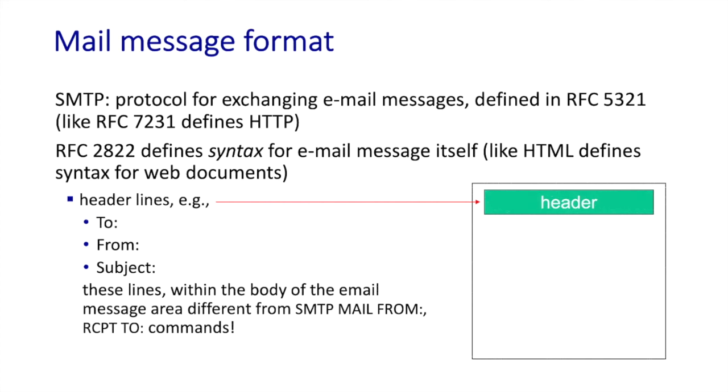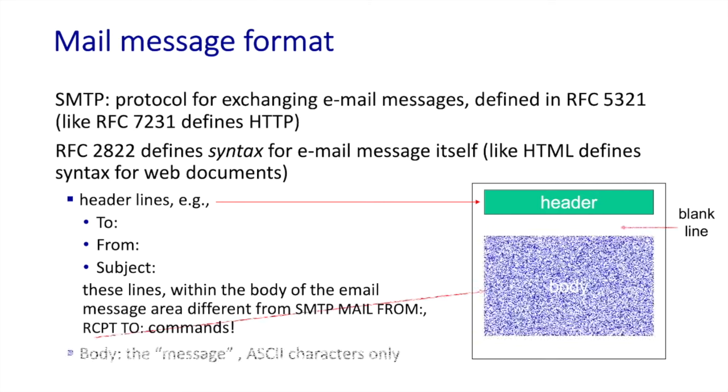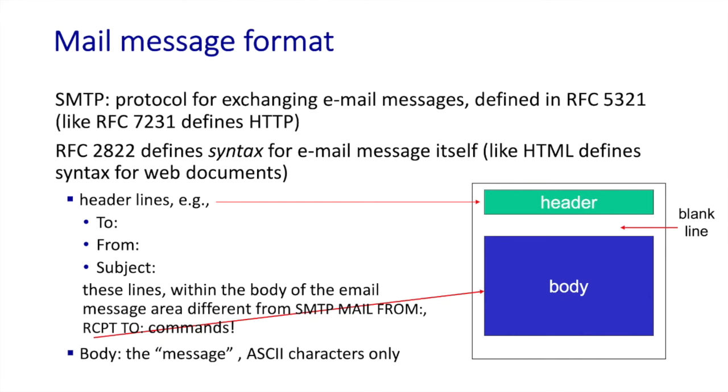In a nutshell, an email message is going to contain a header portion, which will have a to-line, a from line, and a subject line. And these lines within the body of the email are actually quite different from the SMTP mail from and rcpt to commands. I know it's a little bit confusing. The header is then followed by a blank line and then the body of the message encoded in 7-bit ASCII. And again, for the details, take a look at RFC 2822.